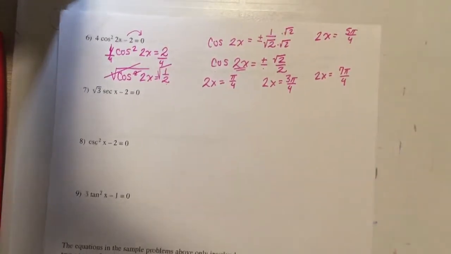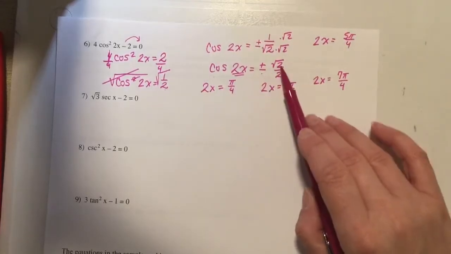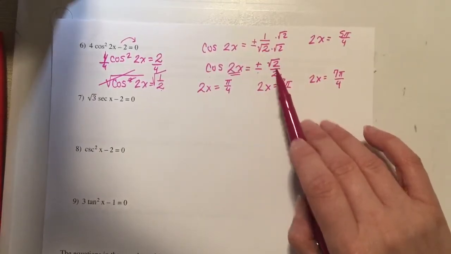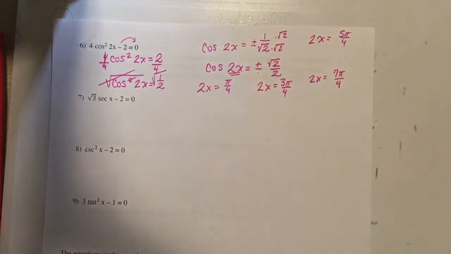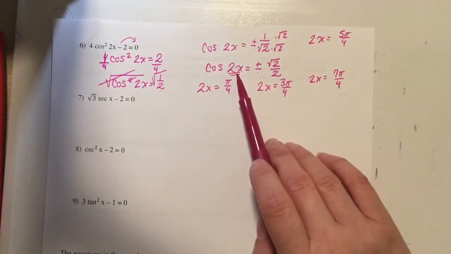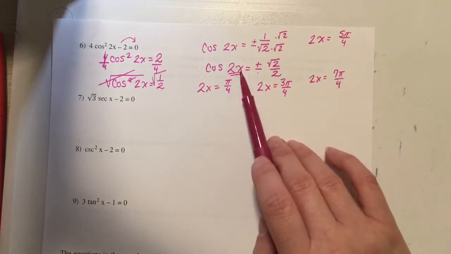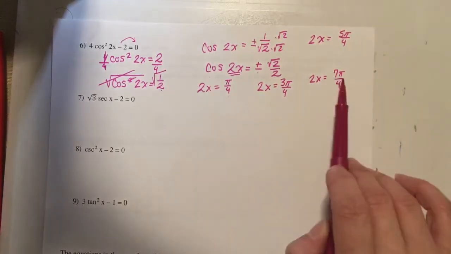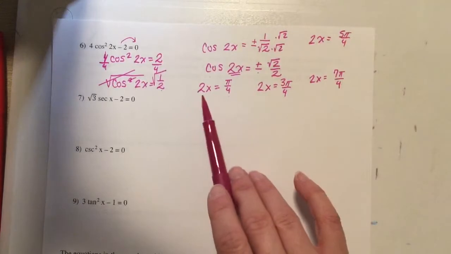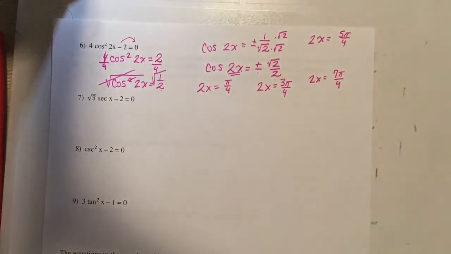So notice what happened here. It is a plus or minus square root of 2 over 2. Okay? It's a cosine. So I had to look on the unit circle. The difference is this is not just a single x. This is 2x. So when I find those values on the unit circle, they are equal to 2x, not just x. And what that means is I'm not done. You have to isolate the x.